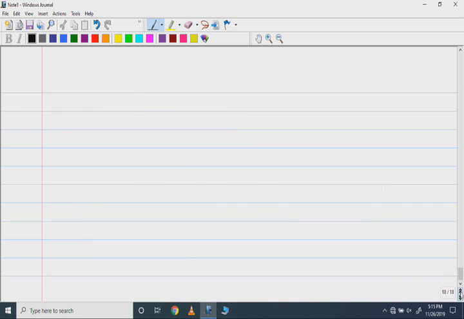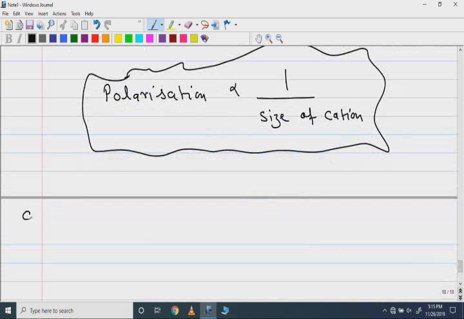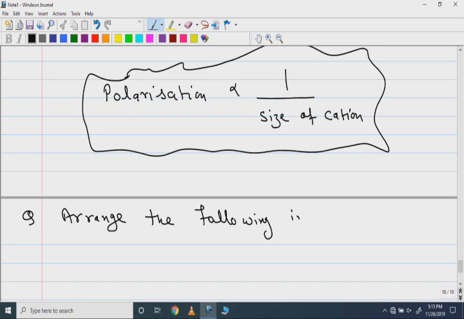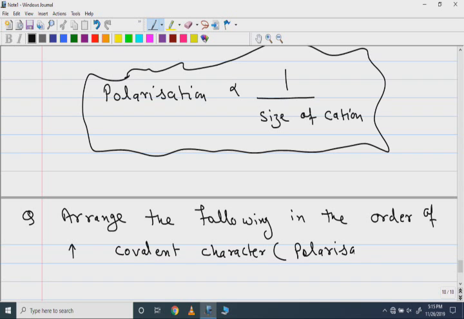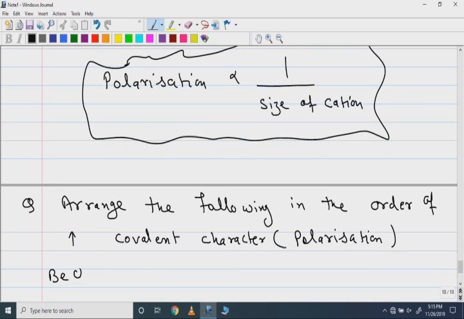Check out the question. Arrange the following in the order of increasing covalent character or polarization. The molecules are BeCl2, MgCl2, CaCl2, SrCl2.